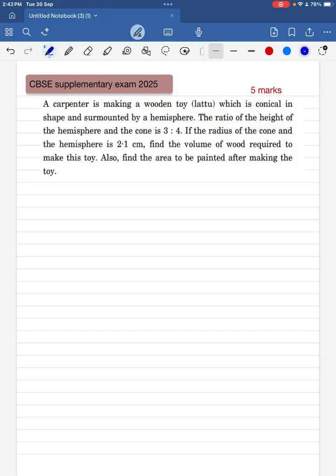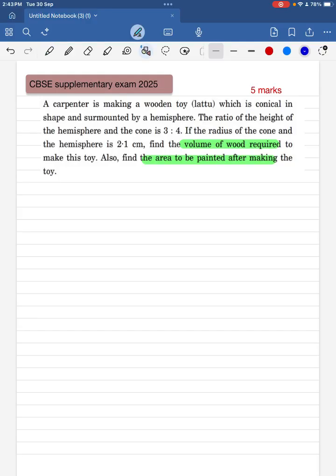Okay, so they've asked you to find out two things. They've asked you to find the volume of wood required as well as the area to be painted. Which means we also need to find the curved surface area or the total surface area of the toy. So let's find out how to solve the question.